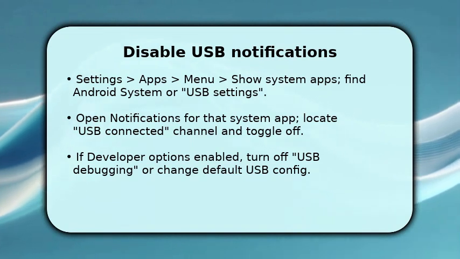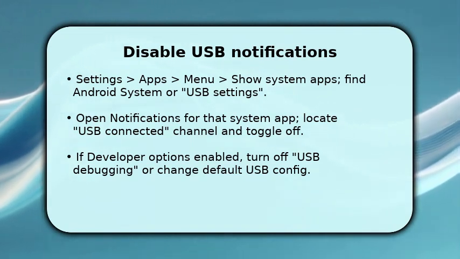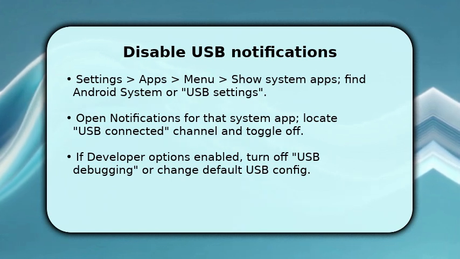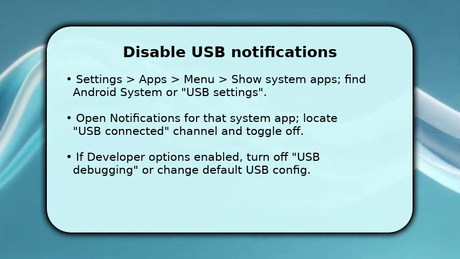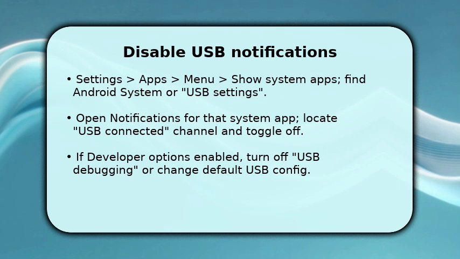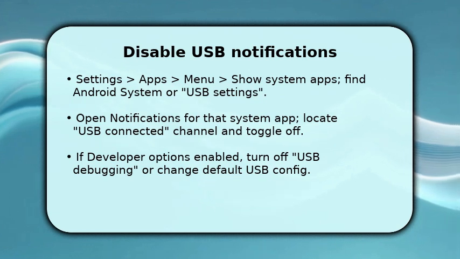Go to Settings, Apps, then use the menu to show System Apps and locate Android System or a named USB settings entry. Open its notifications and find the channel labeled USB, USB Connected, or USB Notifications, and toggle that channel off so the alert won't appear.